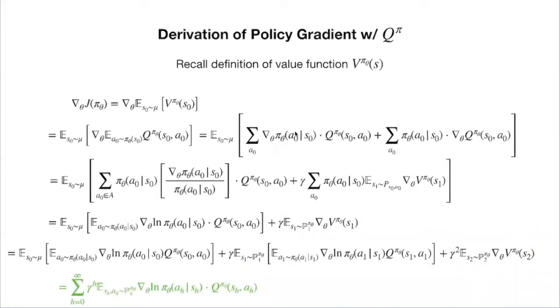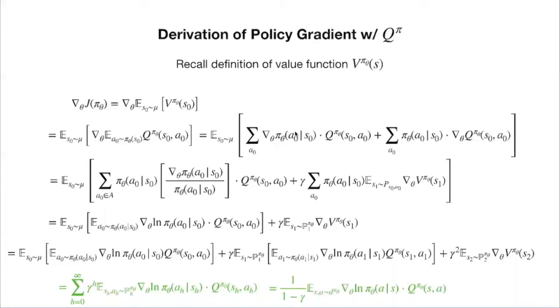Let's just imagine that we repeat this process for infinitely many steps. We correctly count the power on the gamma. Then this is the expression we get: a summation over infinitely many steps, but each step is weighted properly by the discount factor to the power h, times the gradient of the log likelihood of the policy, scaled by its corresponding Q value. So this was our goal.